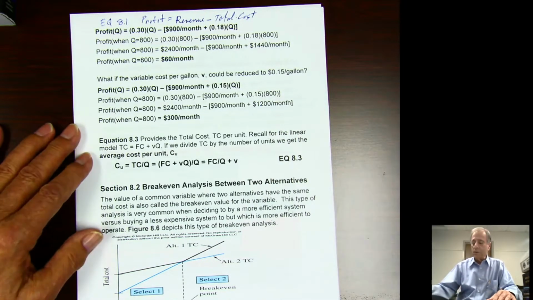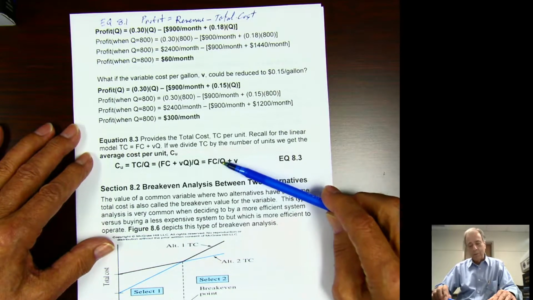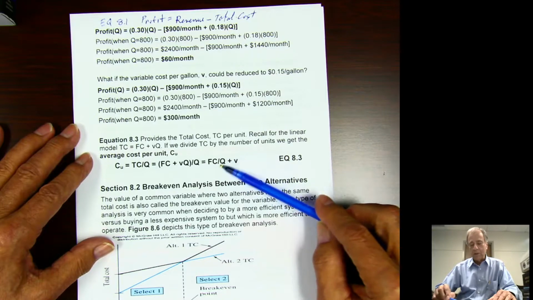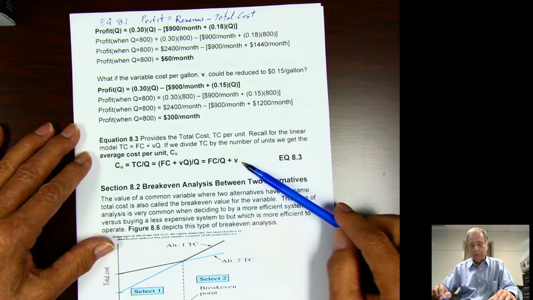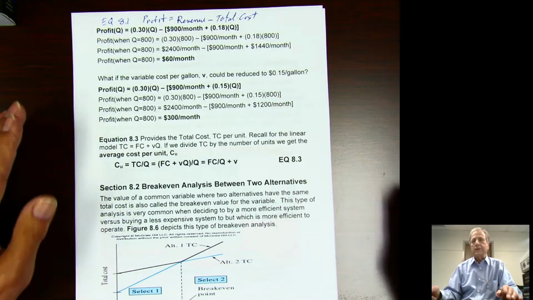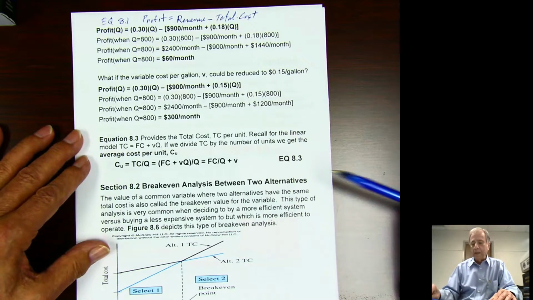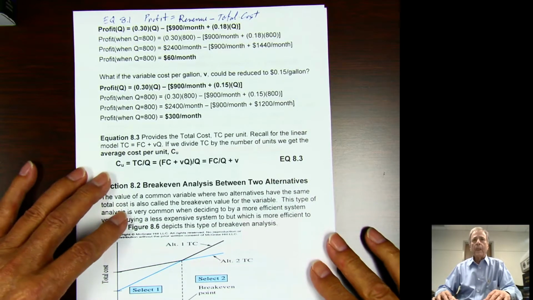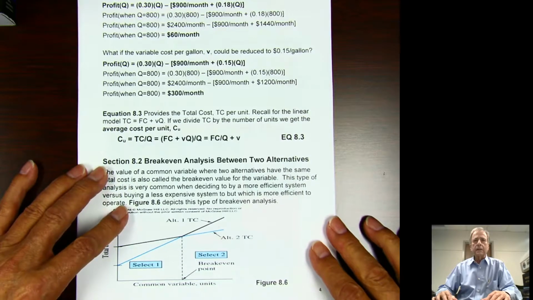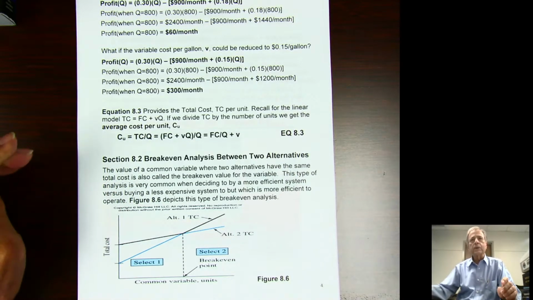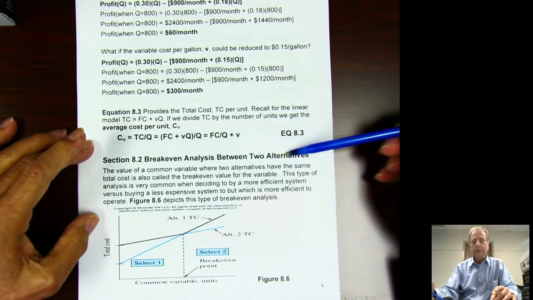So, of course, the more and more units you produce, you're spreading that fixed cost over more and more units. You're reducing your total cost per unit, or your average cost, whichever you want to call it. And that's what equation 8.3 is pointing out. So the next section of the textbook deals with break-even between two alternatives.